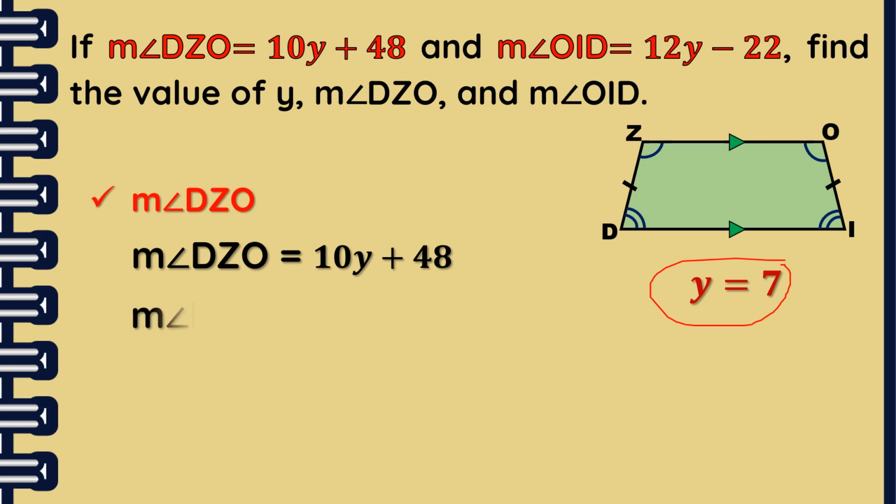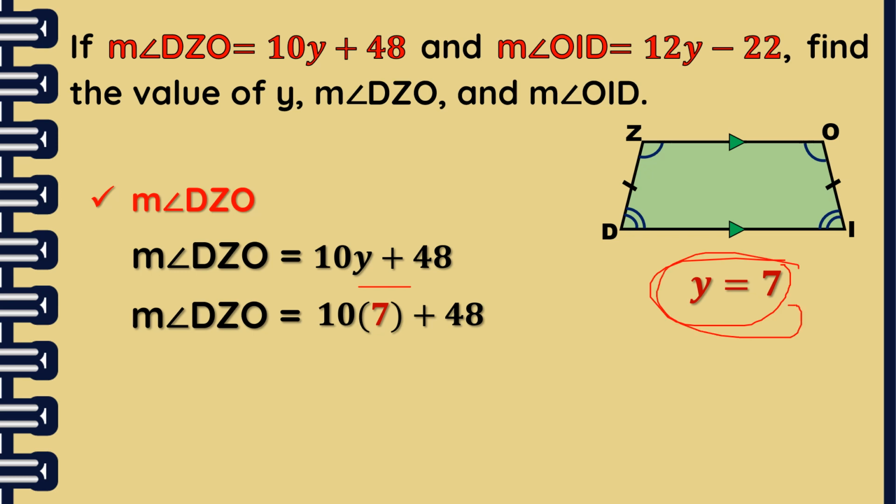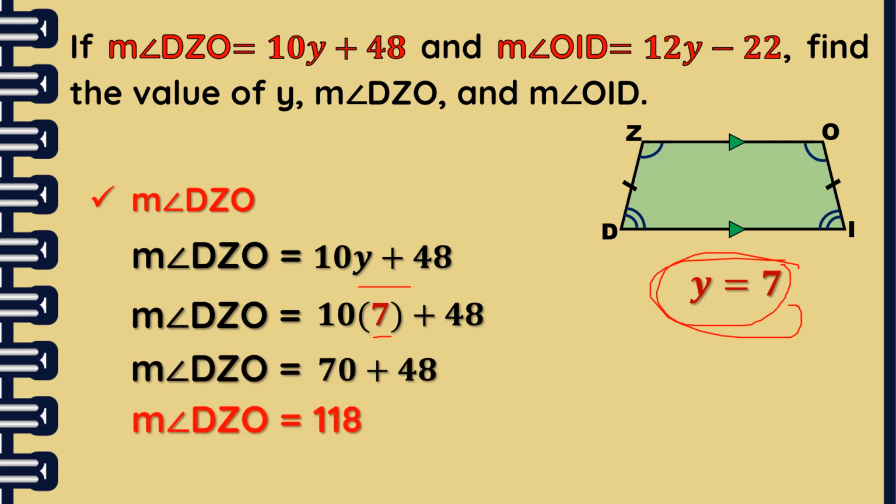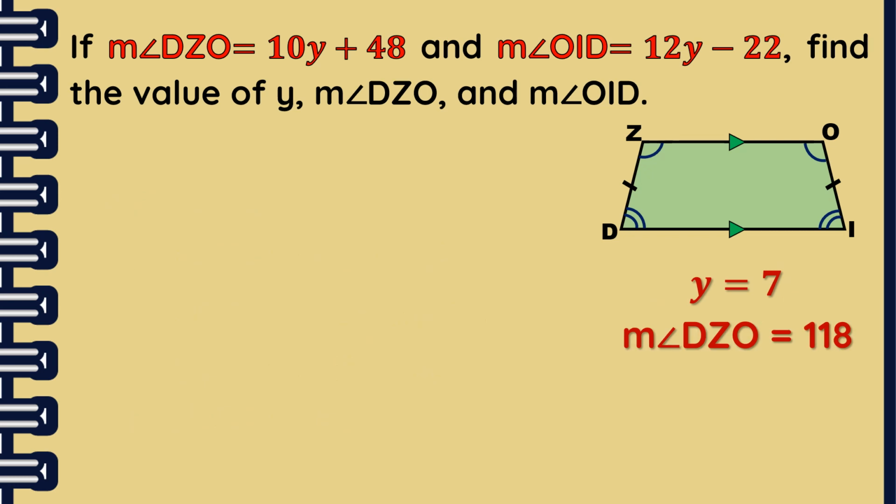So angle DZO then would be equal to 10 times the value of y, which is 7, plus 48. The product of 10 and 7 is 70, plus 48 is 118. The measure of angle DZO then is equal to 118. We now solve for the measure of angle OID.